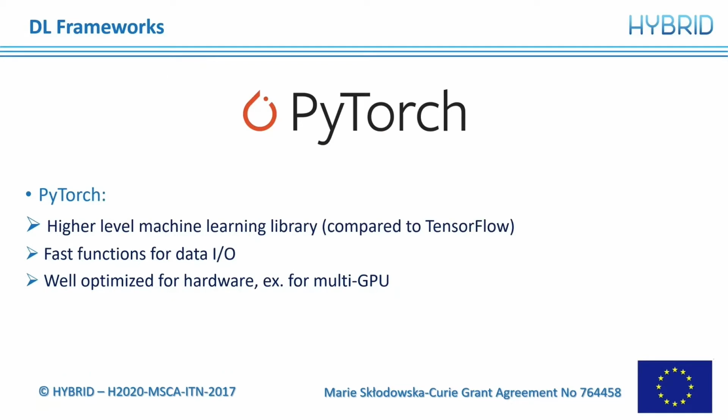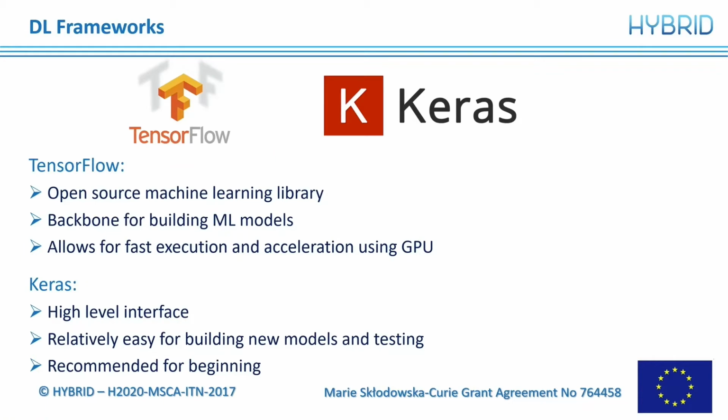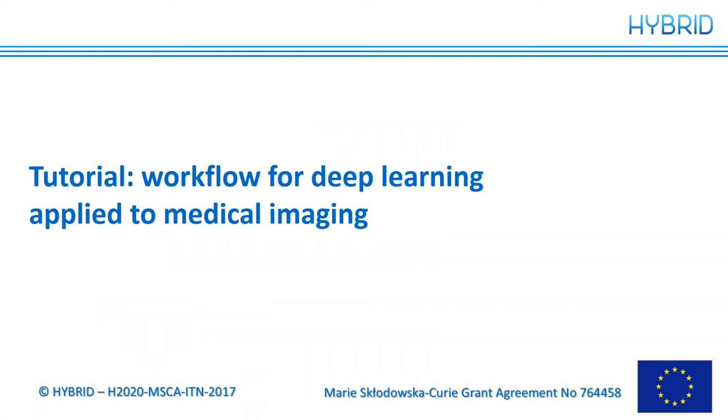An alternative is PyTorch, which is a slightly higher level machine learning library compared to TensorFlow. And it's well optimized for very fast input and output of data, and for quite demanding tasks that require lots of hardware and implementation of your models for multi-GPUs. So this could be potentially useful if you really have a demanding project. But for this quick tutorial, we would recommend TensorFlow and Keras as the beginning step.